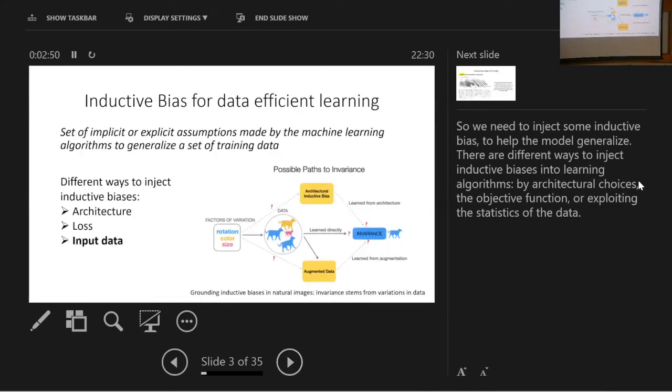So we need to inject some inductive bias into the model to help it to generalize. Inductive bias is a set of implicit or explicit assumptions made by the machine learning algorithm to generalize a set of training data. There are different ways to inject inductive bias, three ways particularly: the architectural choice, the training objective, and the input data.